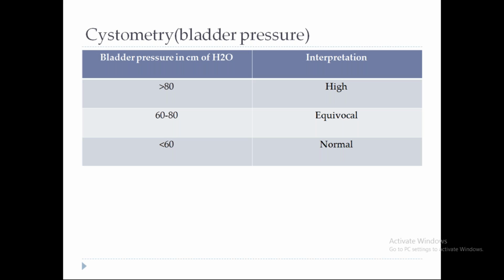Coming to measuring bladder pressure, that is cystometry. Bladder pressure in centimeters of water and its interpretation. If the pressure is more than 80, then it is high bladder pressure. 60 to 80 is equivocal. Less than 60 is normal. So why does this pressure develop? The lobe will be enlarged, so the bladder cannot be emptied, and there will be more pressure inside.